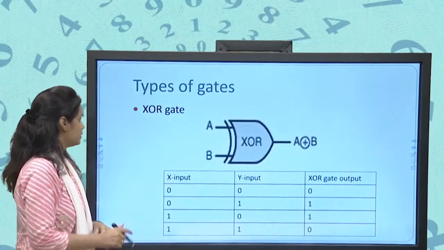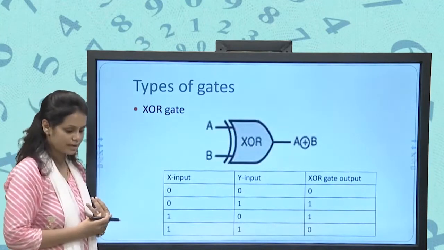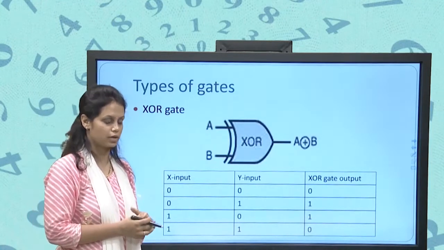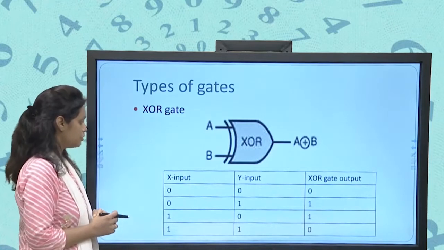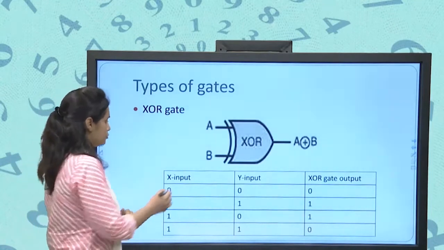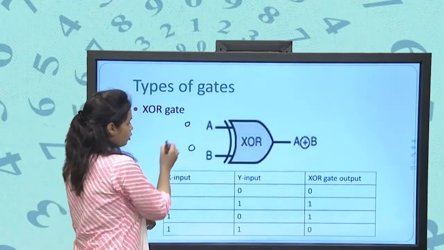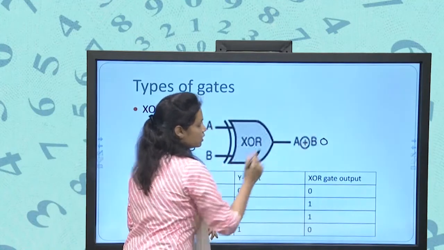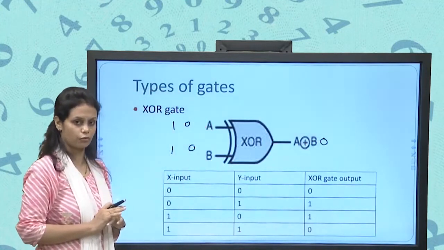Okay. Next is the XOR gate. What is the XOR gate? We have seen in the previous lecture the procedure behind the XOR gate. If your two inputs are the same, then the output is 0. Means, if your inputs are 0 0 or if your inputs are 1 1, then the output is 0, otherwise your output is 1.